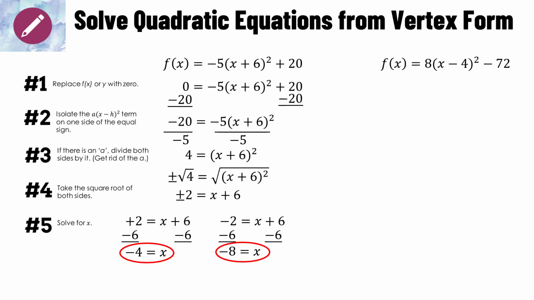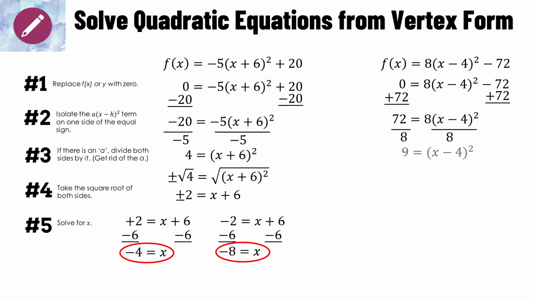Let's look at the next example. f of x equals 8(x minus 4) squared minus 72. First, we're going to replace f of x with 0. Now, we're going to add 72 to both sides of the equal sign. The reason is we need to get the square by itself. We don't want the 8 there. So the opposite of multiplying is dividing. Now we have 9 equals (x minus 4) squared.